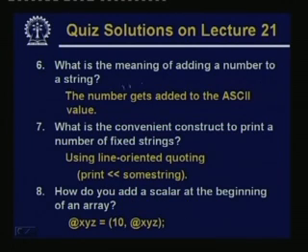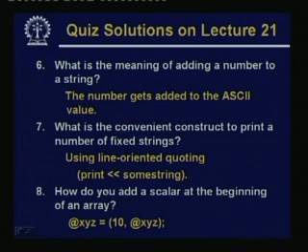What is the meaning of adding a number to a string? I had said that adding means you are actually adding the number to the ASCII value of the string. What is the convenient construct to print a number of fixed strings? Well, you can give print a number of times, but this line oriented quoting is a much more convenient approach.